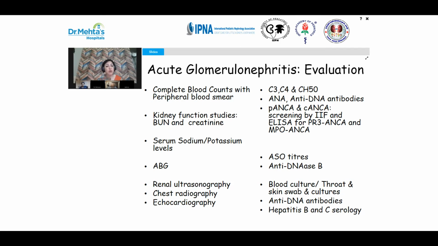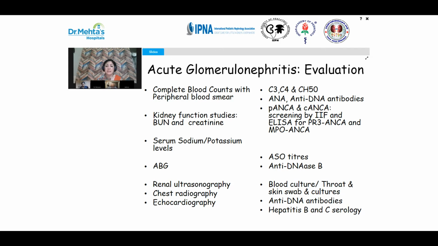Then we talked of complement studies to know whether this is a normal complement level GN or a low complement level GN. If complement levels are low and the child appears to be following the post-infectious GN course, which is still the most common cause of glomerulonephritis in children, then we need to follow up a complement level after 8 to 12 weeks. We also need to do anti-nuclear antibodies and anti-DNA antibodies to rule out SLE, especially important if there are clinical features, as discussed, of SLE.